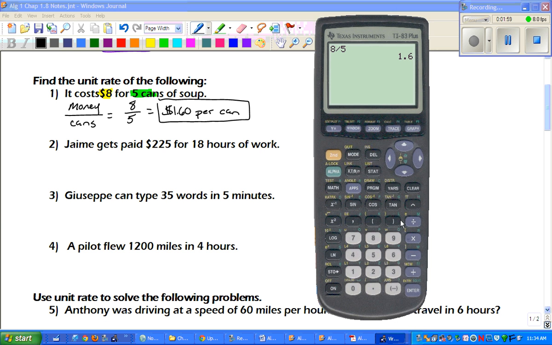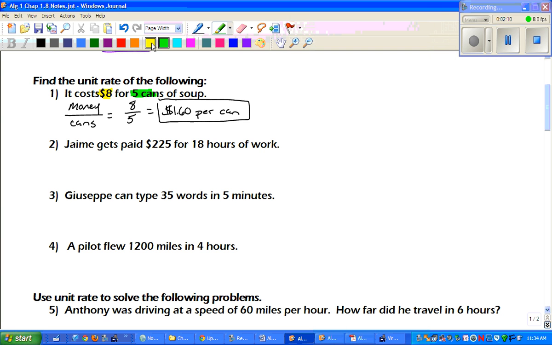Now you might be looking at my calculator and saying, Mr. Grice, where'd you get that other zero from? We're talking about money, and money always has 2 decimal spots. Okay? All right, let's look at the next one.